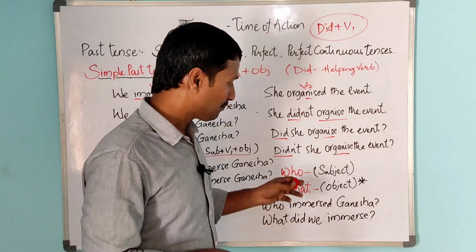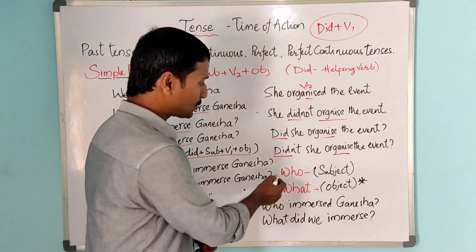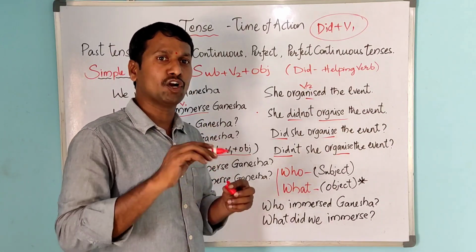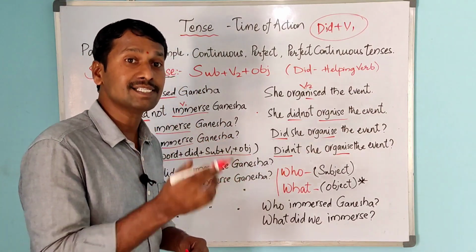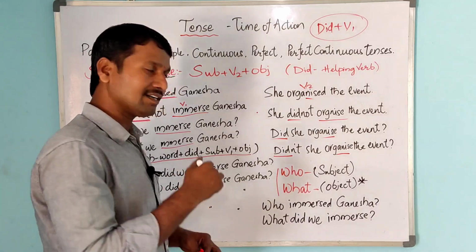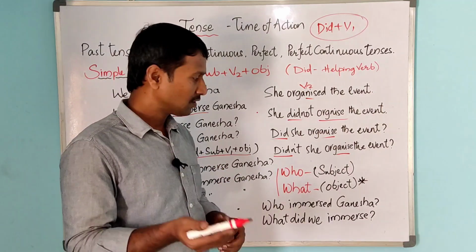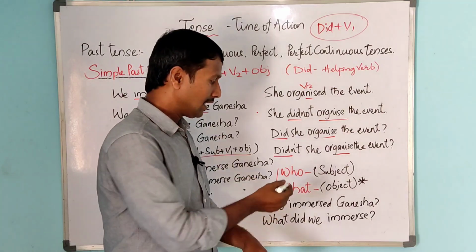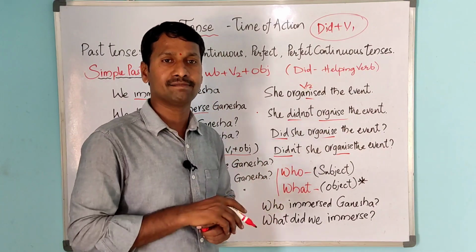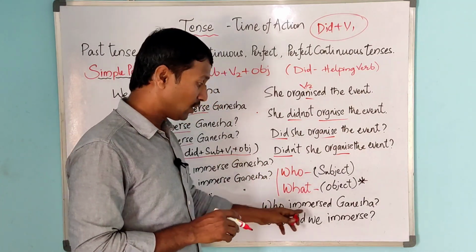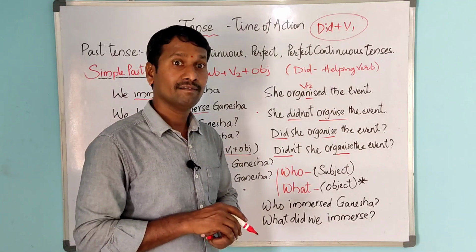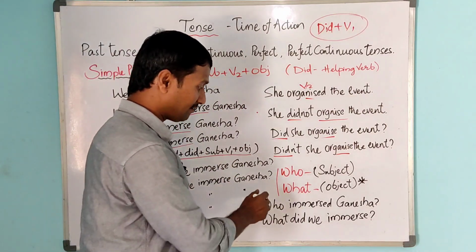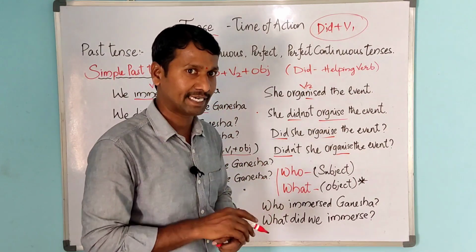But only when we get these two, who or what, the sentence structure may not be the same as the rest of the WH words. It is easy with why, how, when. But when we write the same question in simple past tense with who, who actually replaces the subject sometimes. So that's what we write: who immersed Ganesha? We ask the question there, so here we replace the subject by who. That's why we make the question: who immersed Ganesha?